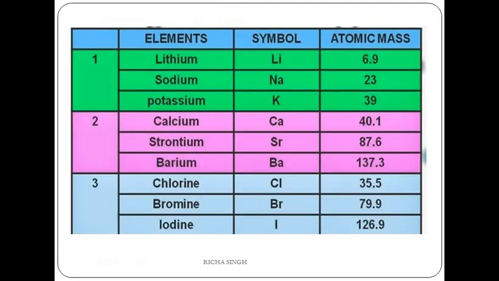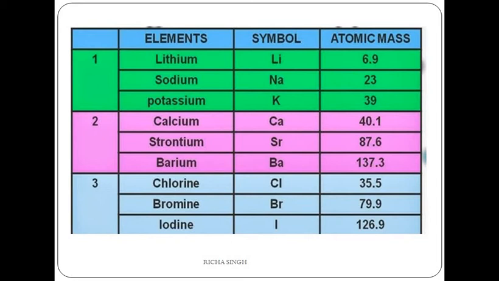For example, the atomic mass of lithium is 6.9, and for potassium it is 39. If you add both of them and divide by 2, you will get the value 23. That is the atomic mass of sodium.